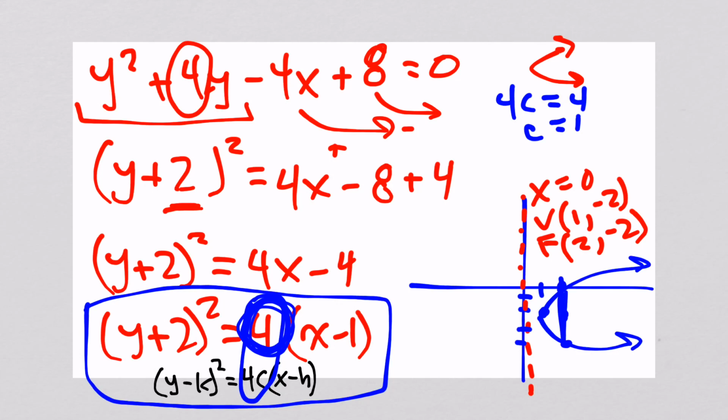That line that runs through the focus and connects the edges, the points on your parabola, is called the latus rectum, and it has a length of that coefficient. So it has a total length of 4, which means 2 up and 2 down. And I believe that's pretty much everything I'm going to ask you about a parabola right now.